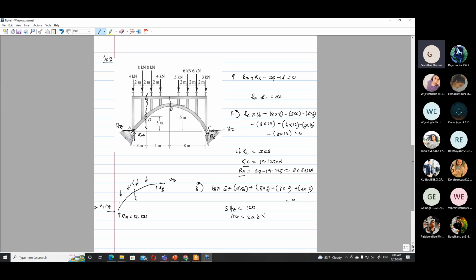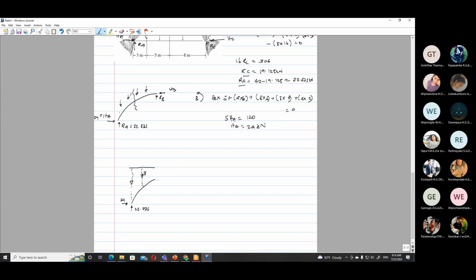So I can mark this. At the point D, there will be an axial force HD, there will be a shear force SD, and there will be a moment MD. So at D, if you take a moment, SD and HD will cancel off. So MD, that is the moment at point D.